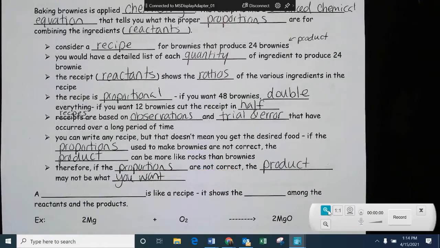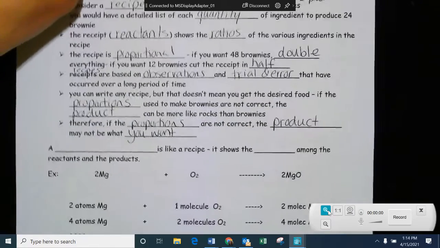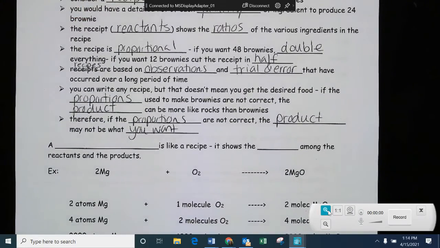So that's like with the soap. Somebody asked, well, do we need to know about the water and the olive oil as well as the sodium hydroxide? Yeah, you absolutely do. So we need to know the proportions of all of our reactants so that our product is what we want.